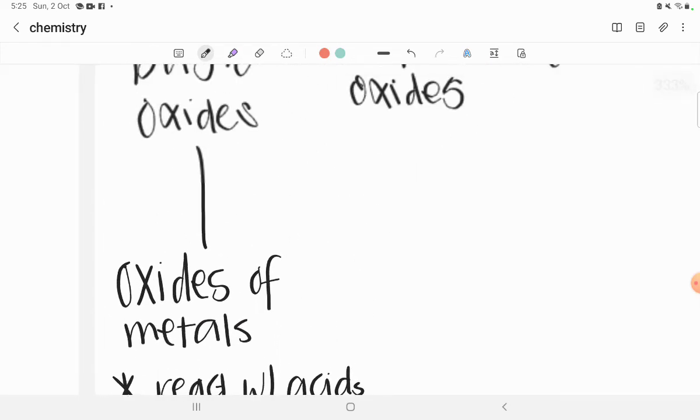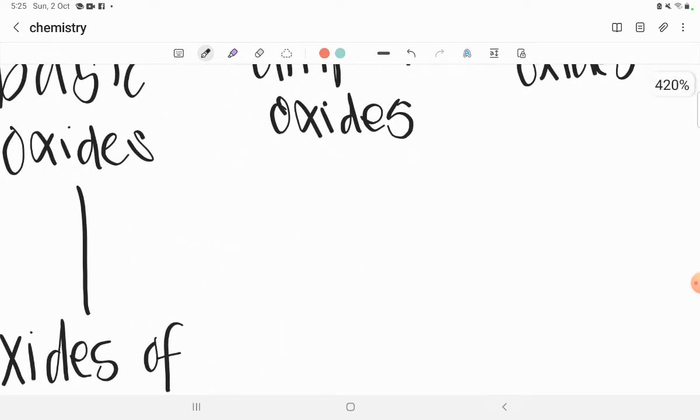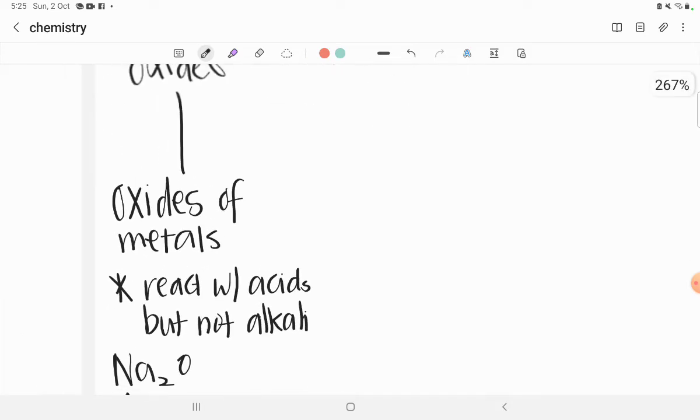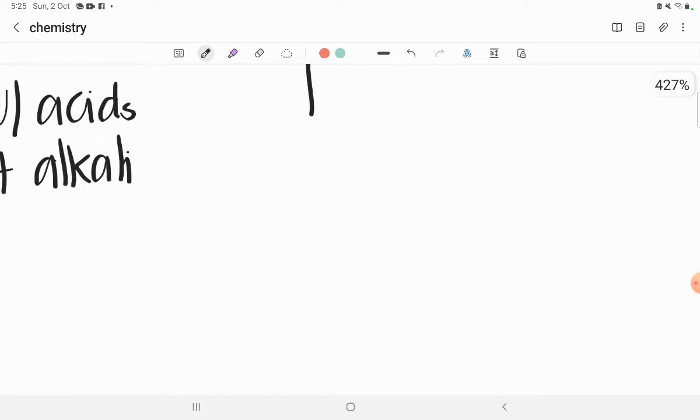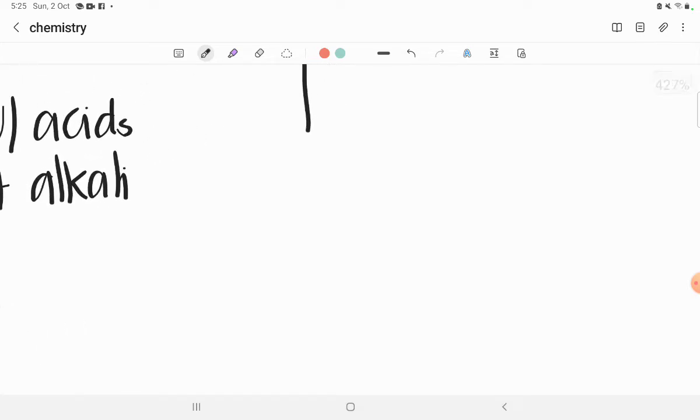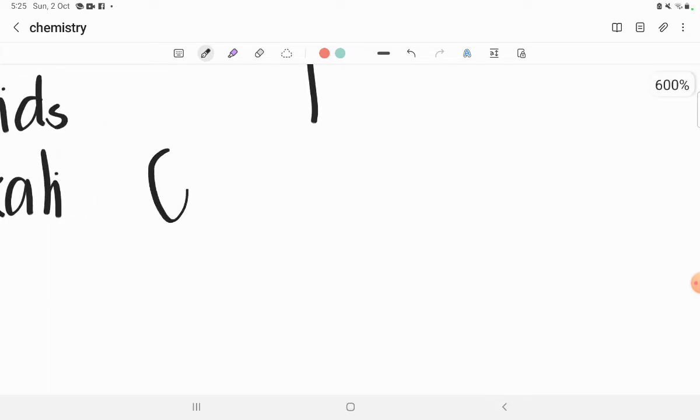Okay, so now amphoteric oxides. Let's go all the way down here. Amphoteric oxides, they are oxides of three elements, three metals to be specific.